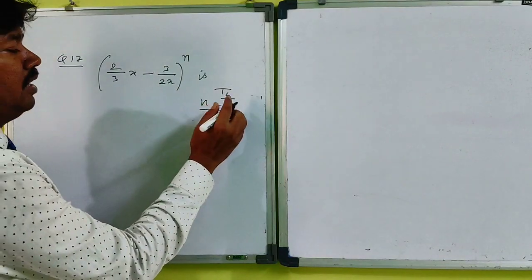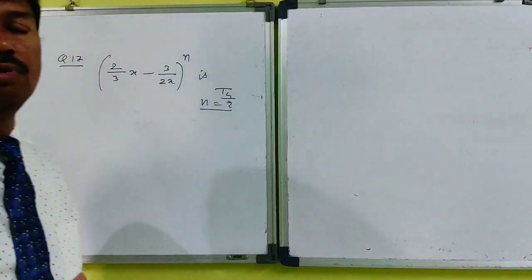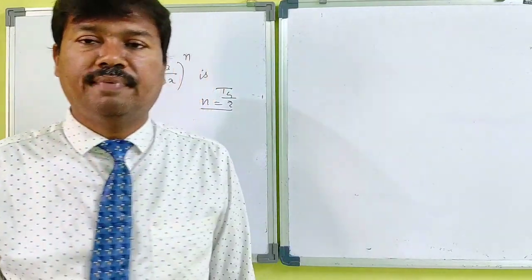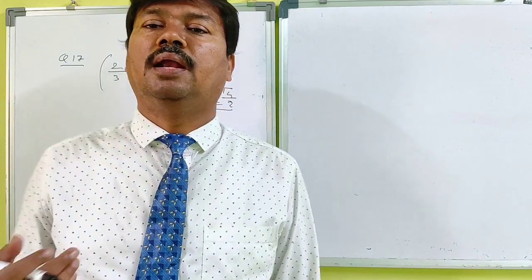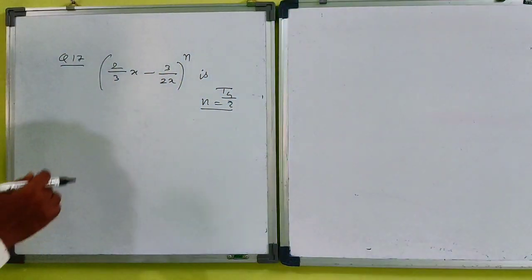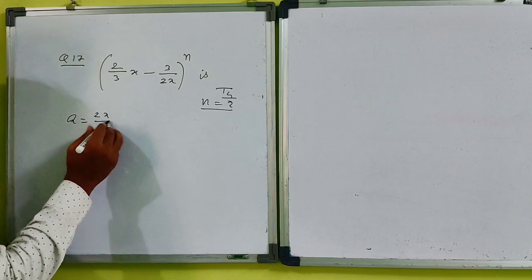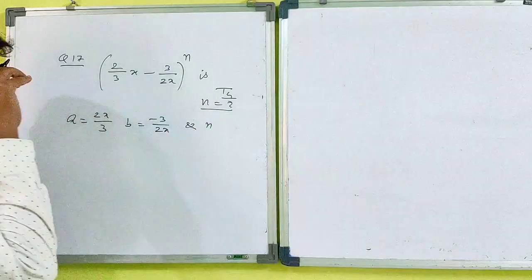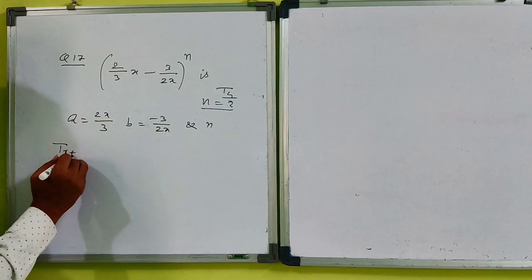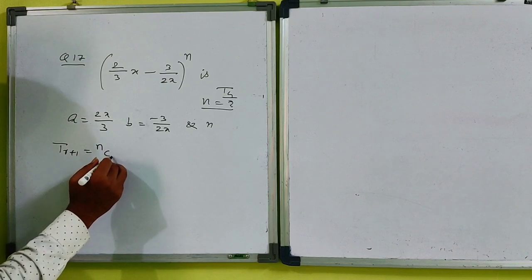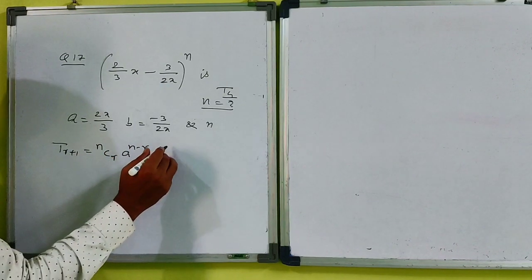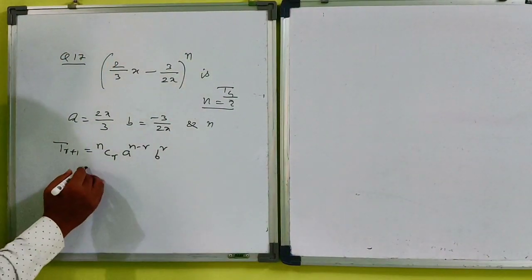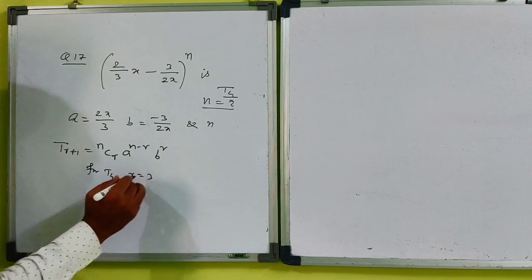Now T4 is independent of x, means the power of x will be 0. When the power of x is 0, it's called a term independent of x. So here we can say that a is 2x upon 3, b is minus 3 upon 2x, and n is as given. So T(r+1) is nCr a raised to n minus r, b raised to r. This is our formula. Now in this case, for T4, r should be equal to 3.